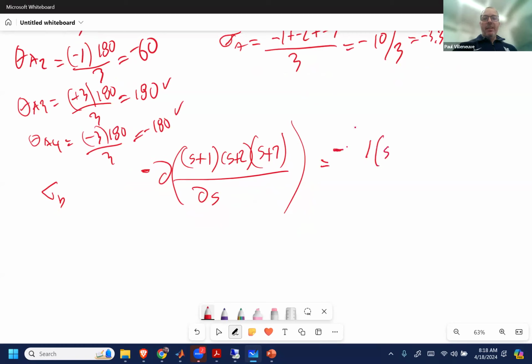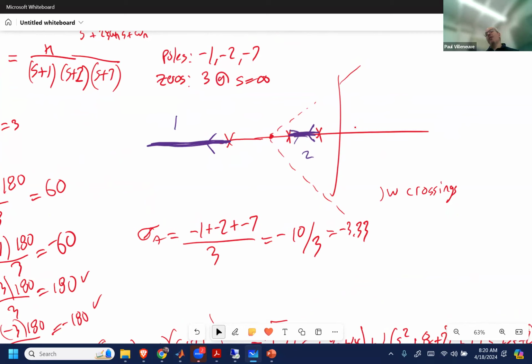Okay, so just confirm, I'm confirming. Can you tell which of those is the correct one? Is it minus 5.19 or minus 1.48? It would be the 1.48. Why? Because it's between the two poles. Yeah, you can't have a breakaway point or a break-in point unless you have a root locus, or actually two root loci that are breaking away or breaking in. So it has to be minus 1.48.